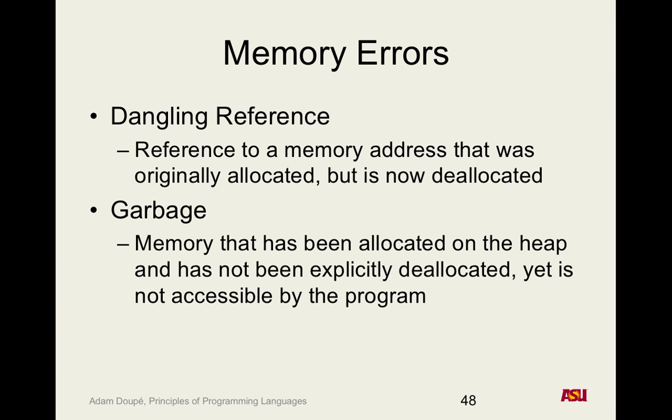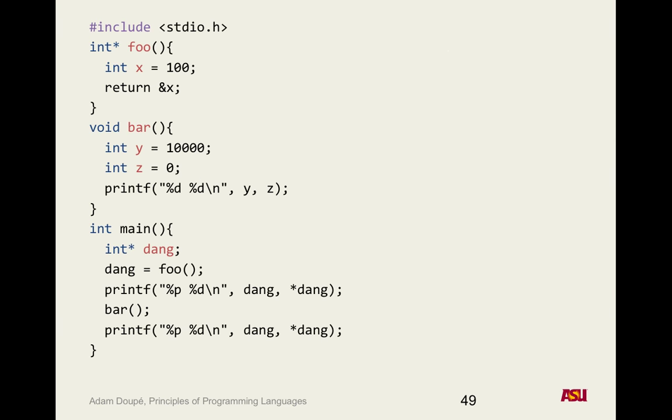But right now, we've got to deal with what's at the bare minimum, what does garbage mean? We need to define these things. So let's look at an example. Okay, so here we've got a function at the top, foo. We have a second function, bar. We have another function, main. And main is going to declare an int star called dang. And where is dang allocated? Stack. Stack, yes, exactly.